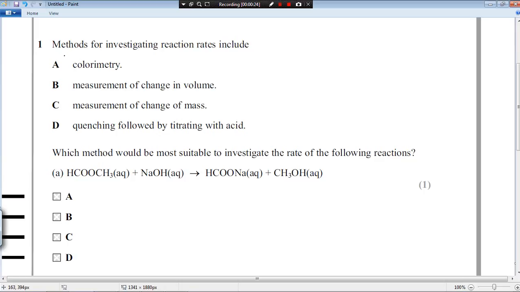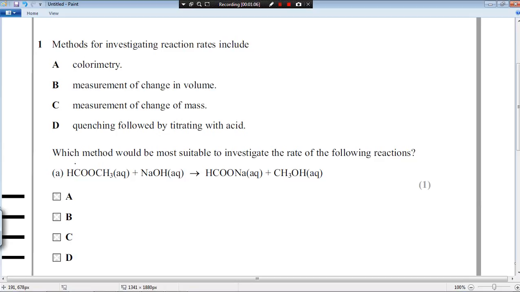So the question says methods for investigating reaction rates include calorimetry, measurements of change in volume, measurement of change of mass, quenching followed by titrating with acid. So they have given some of the methods for investigating reaction rates. Okay, so here they have asked which method would be most suitable to investigate the rate of the following reactions. Okay, so they have given us the reactions over here.